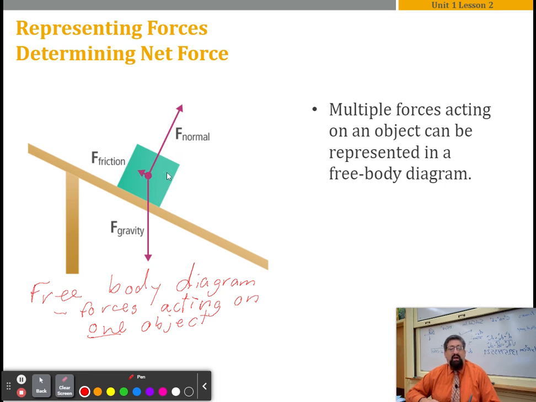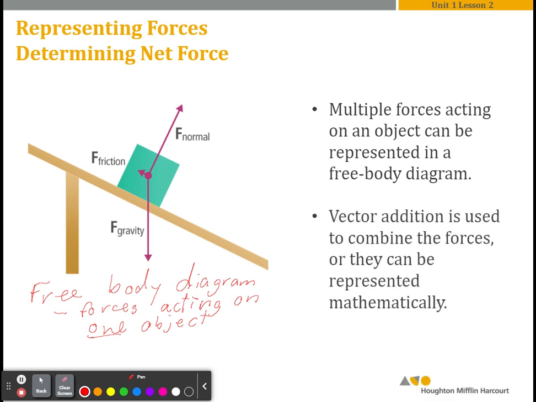So in order to figure out if the box is sliding down or sitting still on a ramp, we really have to create this free body diagram and see which direction the net force is. Just from experience, I can see that the net force is going to be pointing down the ramp. But you'll learn how to do this over time. So vector addition is used to combine the forces, or they can be represented mathematically. What we'd have to do is find the net force on this object.